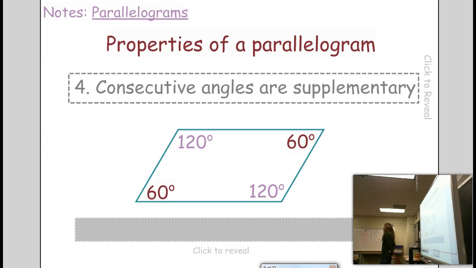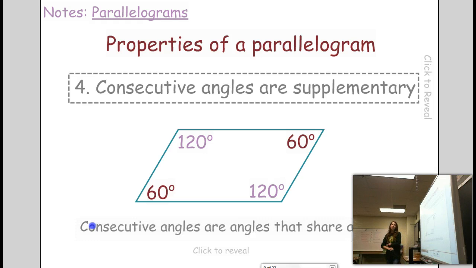Consecutive angles are supplementary. If you don't like that word, you can pick a different word, like angles in a row are supplementary, or side-by-side angles are supplementary. But consecutive is the official word. I like same side interior, SSI. SSI angles are supplementary. That will work. It says consecutive angles are angles that share a side. Very good. Can I move on?